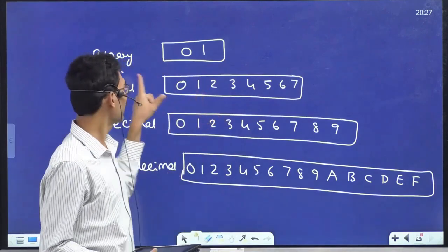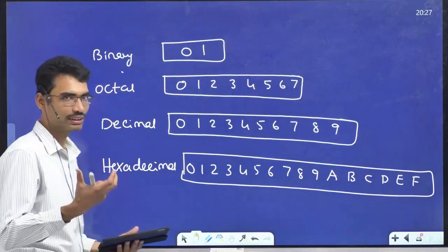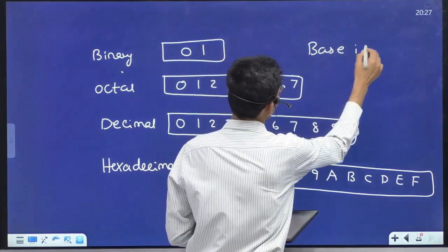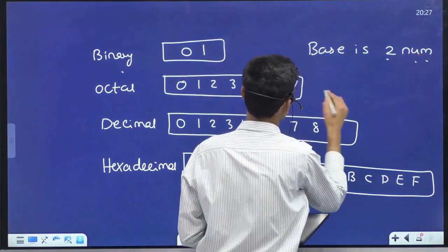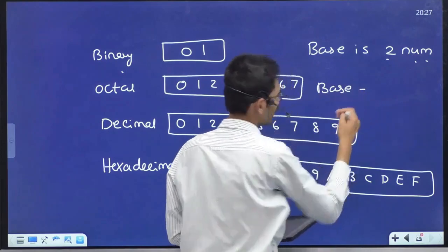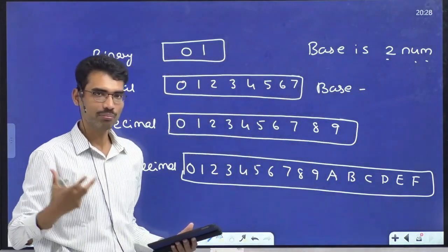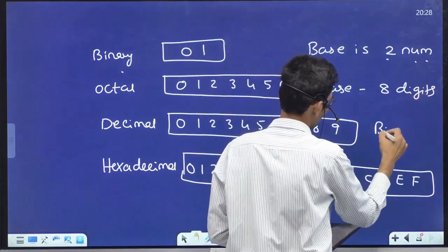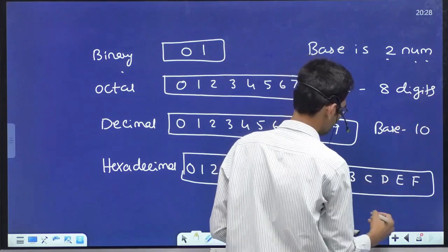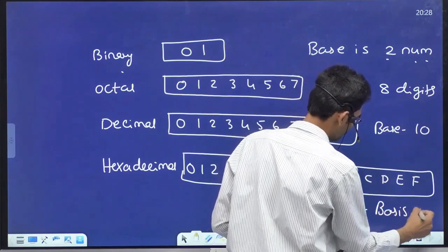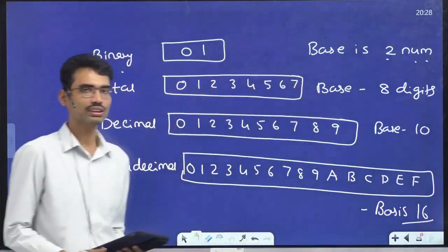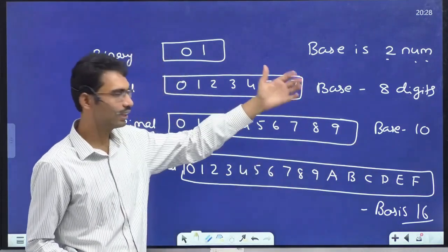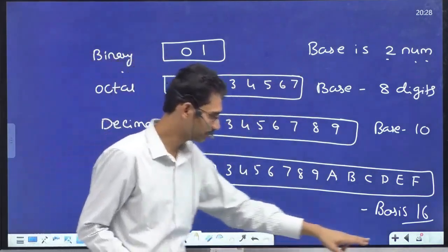Now, this shows in the binary number system, what is the base for us? The base is two numbers. When it comes to octal, the basic foundation of the numbers, the base is 8 digits. Here, our fundamental basis is 10 digits. Our basis is 16 digits. So this is the fundamental base. Based on this, we will calculate any number beyond this.